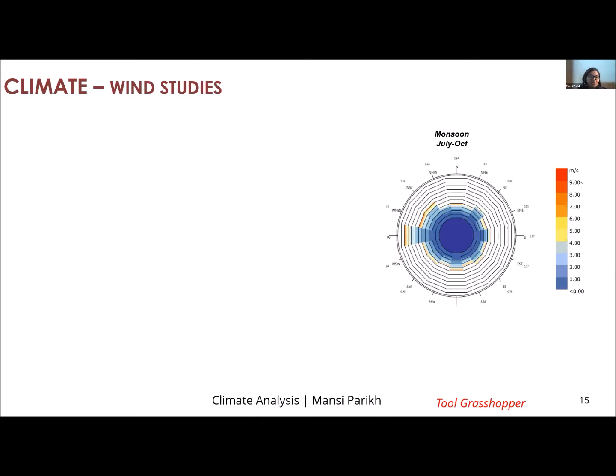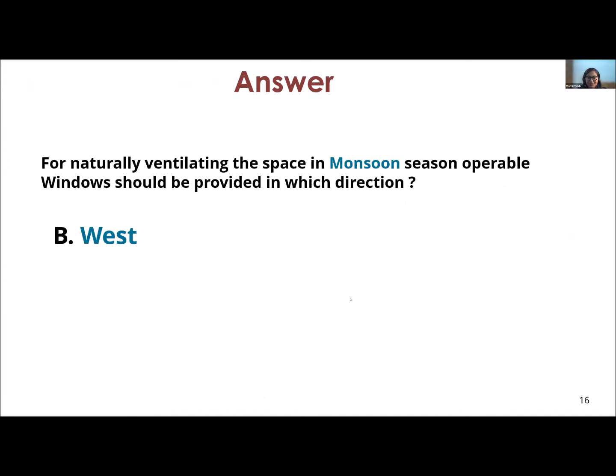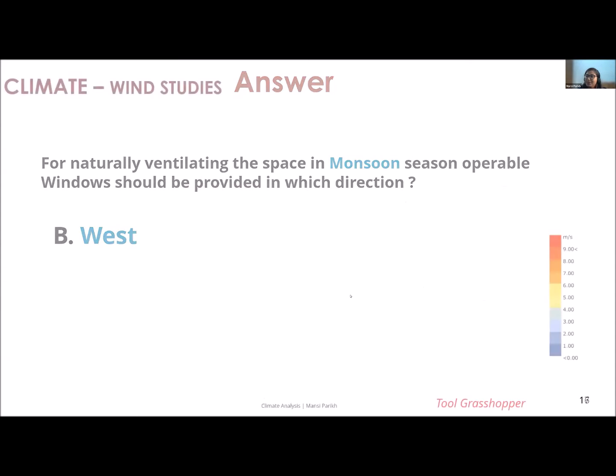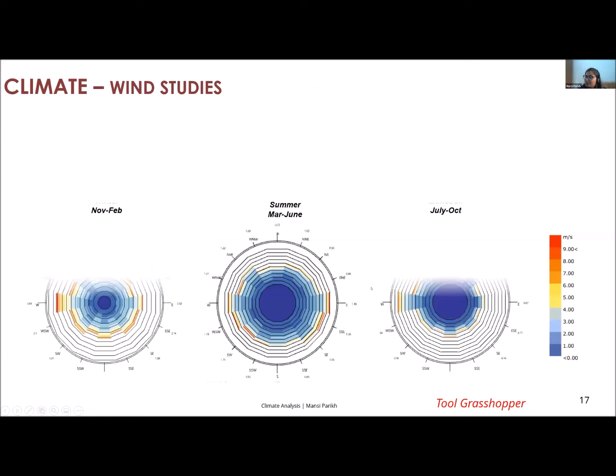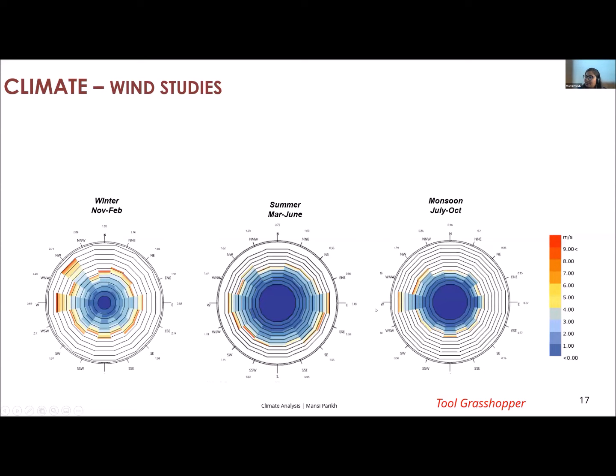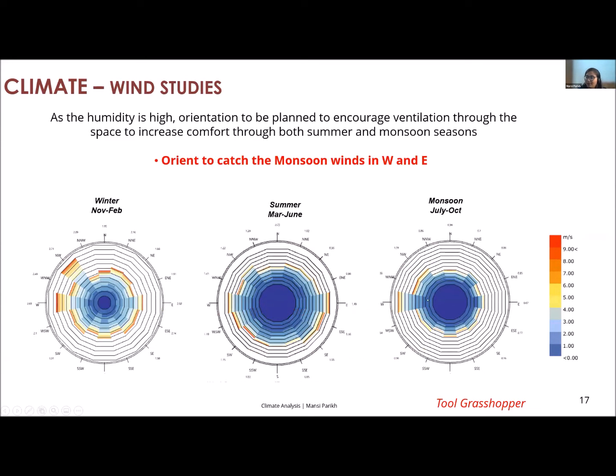Okay, perfect. So 26% of respondents said it's north, and 74% said it's west, and the correct answer is west. Okay, why? Because as you can see in this particular chart, the wind direction here was west. Here you can see that the wind direction as well as wind speed are both high in the west direction. So the correct answer is west.